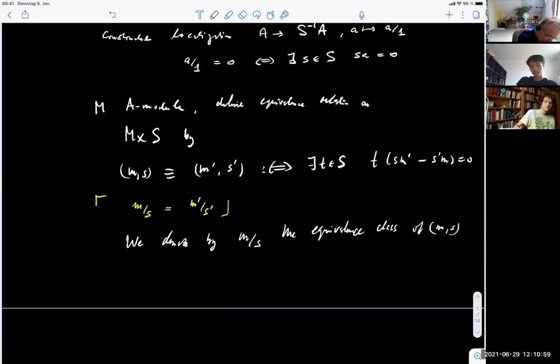Okay, and by this symbol, S to the minus 1 times M, we denote the set of equivalence classes.